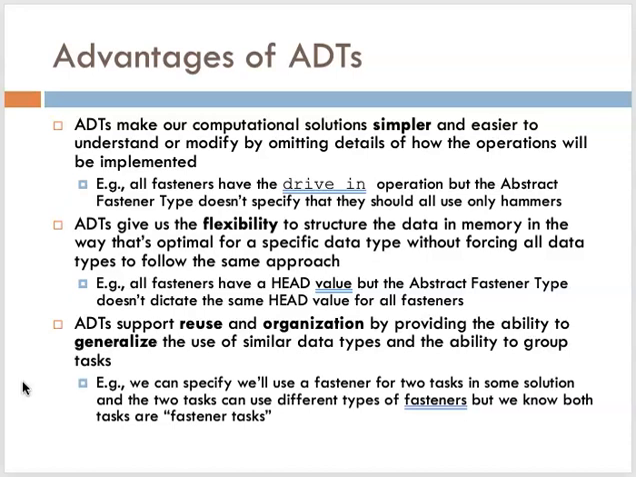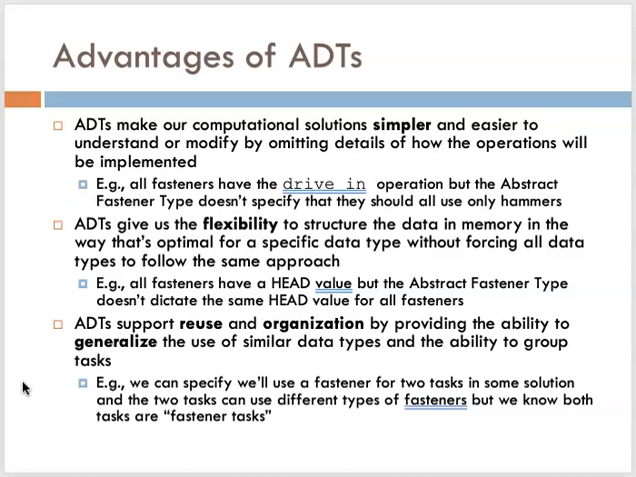So the ADTs also help us support the reuse and organization of our data structures by providing the ability to generalize the use of similar data types and the ability to group tasks together. For example, we can also specify that we'll use a fastener for two tasks in some solution, and the two tasks can use different types of fasteners, but we know that both tasks are going to be fastener type tasks.